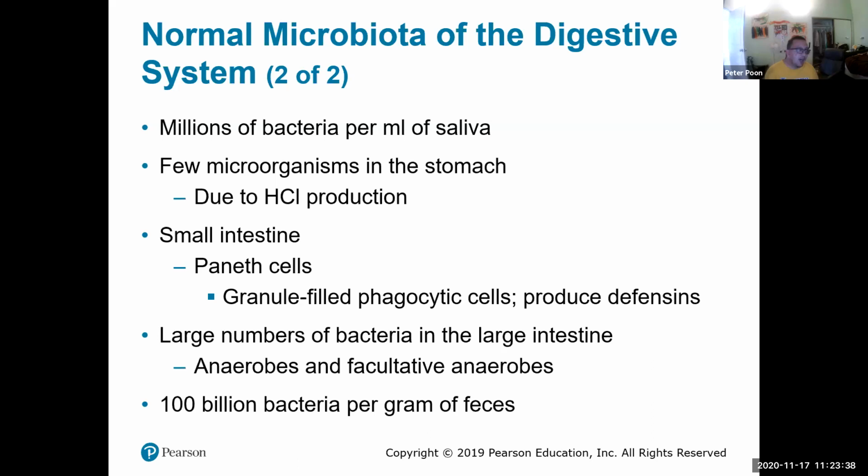Okay. The normal microbiota, there's a lot of bacteria in saliva. There's a lot of bacteria inside your mouth. Okay. Try to limit those, but they're still there. Okay. There's very few microorganisms that live in the stomach because of HCl production, right? The pH is too low and stuff like that. But there are microorganisms that live in the stomach, actually. We used to think that was sterile, but it's not.